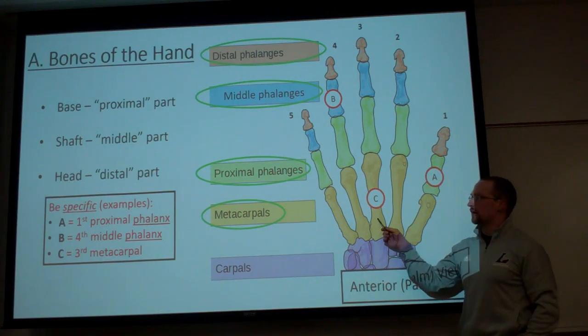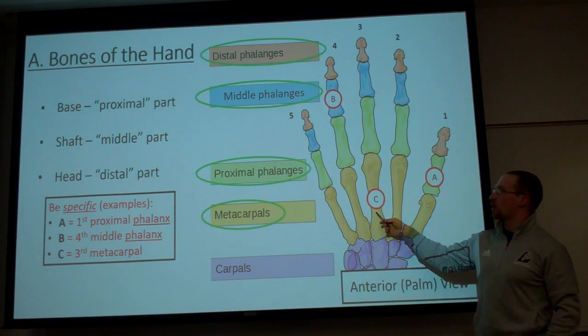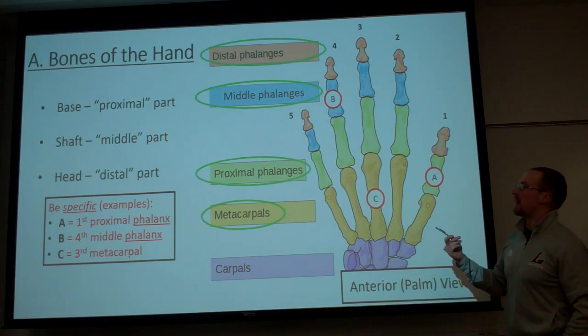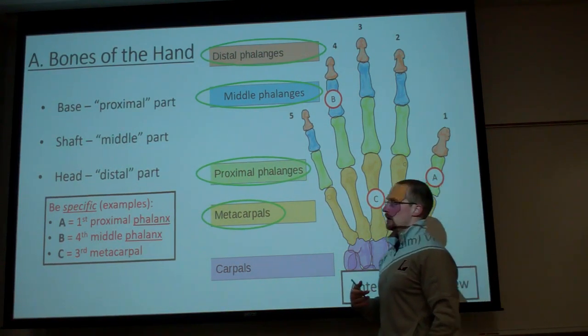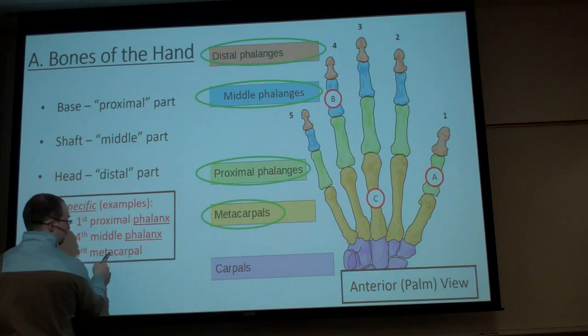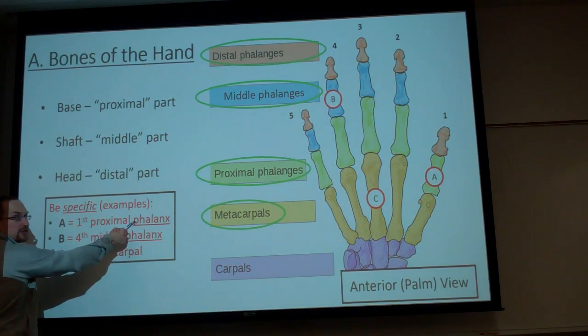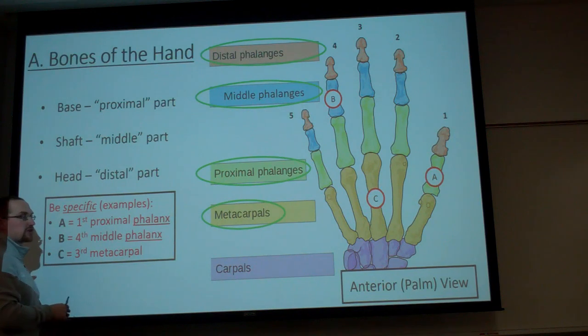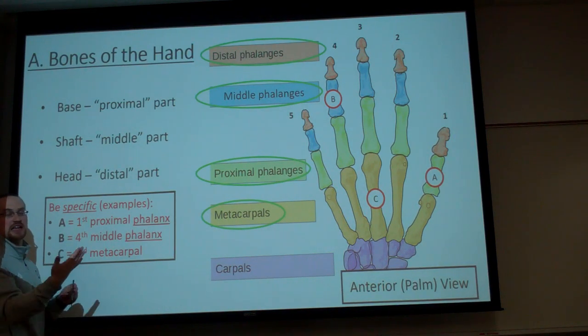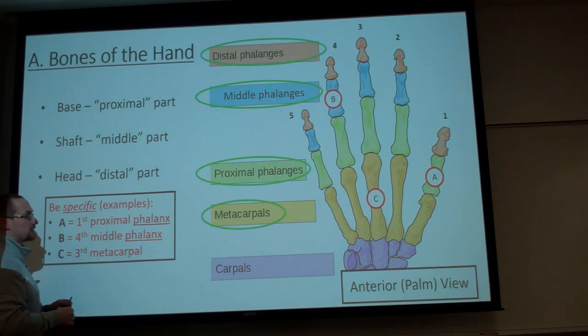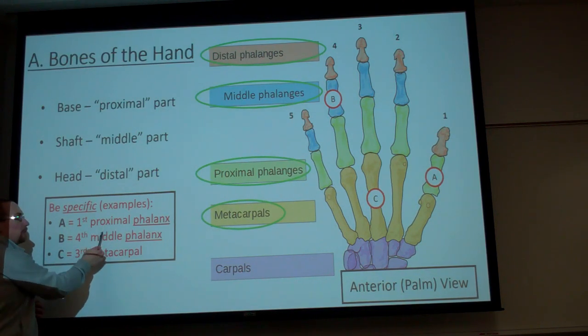Letter C, going down to our metacarpals, this will be our third metacarpal. So next week, make sure we're specific. Label the number on metacarpals and phalanges. Make sure we use phalanx, because phalanx is the singular form of phalanges. And then for phalanges, make sure we know if it's proximal, middle, or distal.